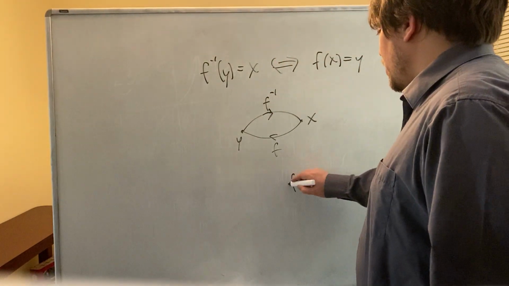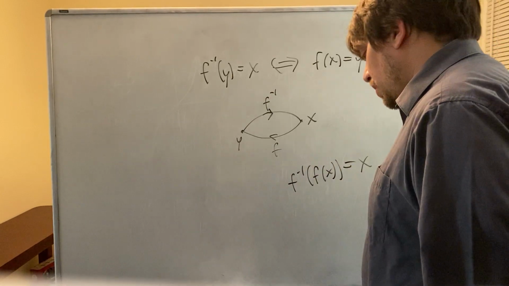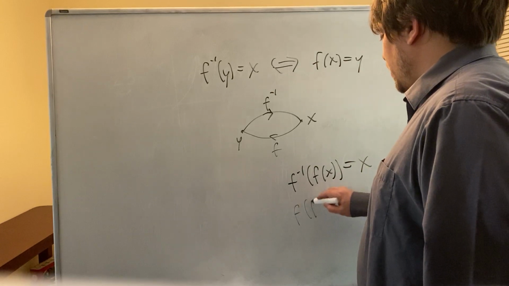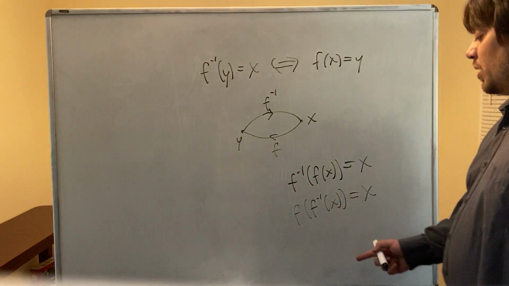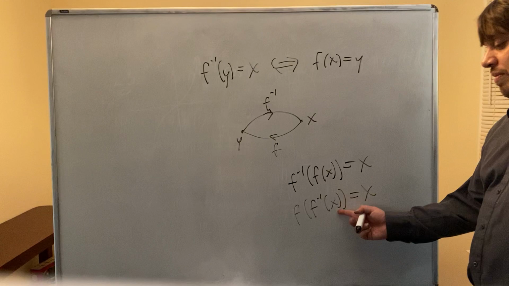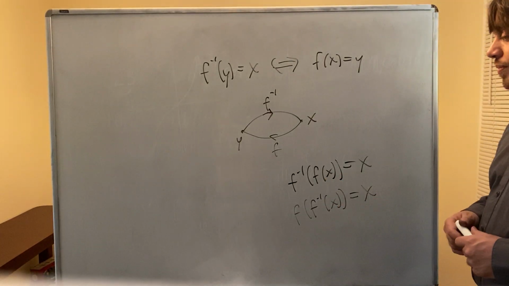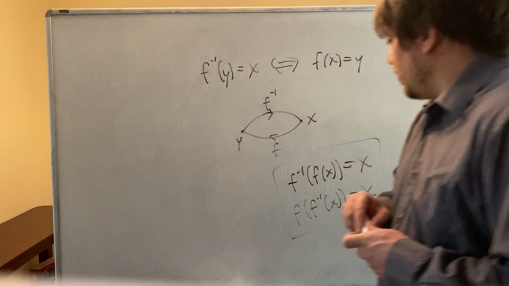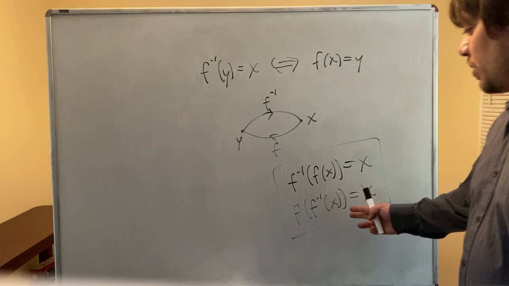We also have the cancellation equations. F inverse of f of x is equal to x for every x in A, the domain of f, and f of f inverse of x is equal to x for every x in the domain of f inverse, that is, for every x in B. These are called the cancellation equations for f and f inverse.